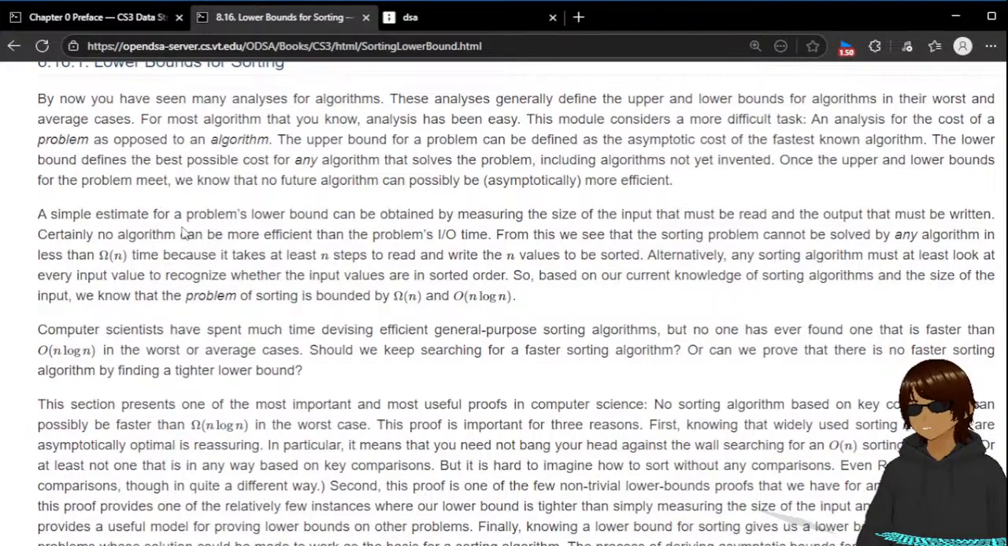I keep saying sigma, it's omega. Any sorting algorithm must at least look at every input value to recognize whether the input values are in sorted order. Based on our current knowledge of sorting algorithms and the size of the input, we know that the problem of sorting is bounded by omega n and O n log n.